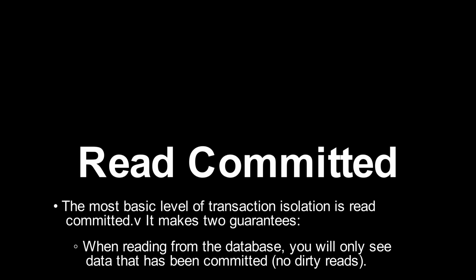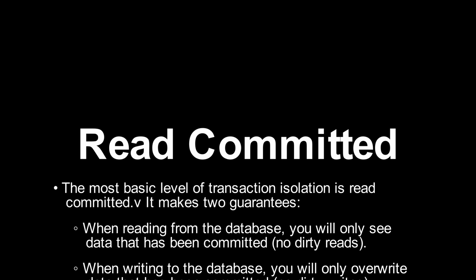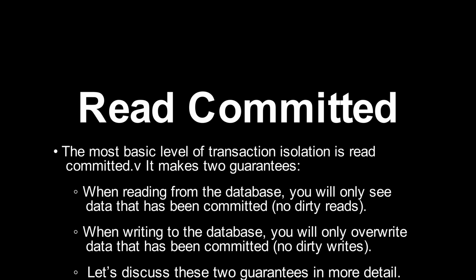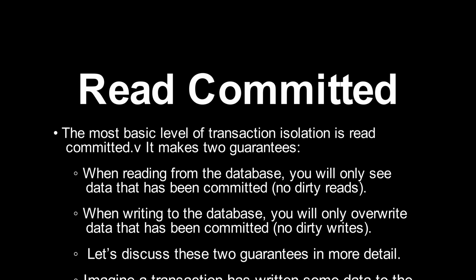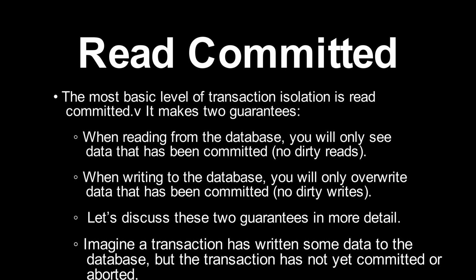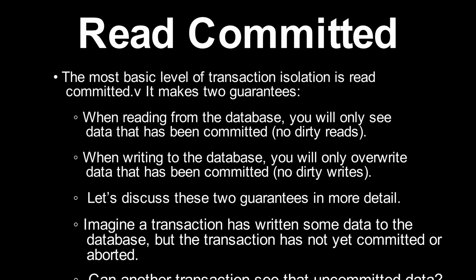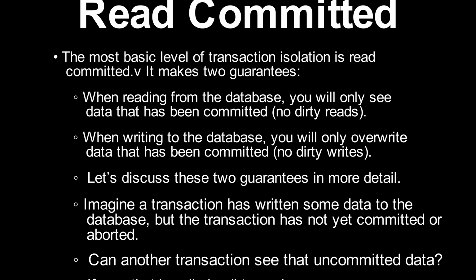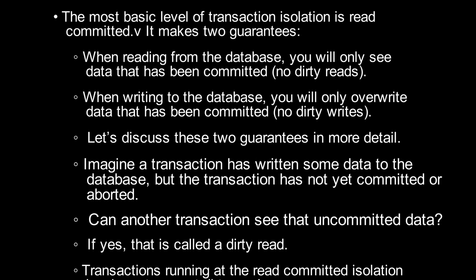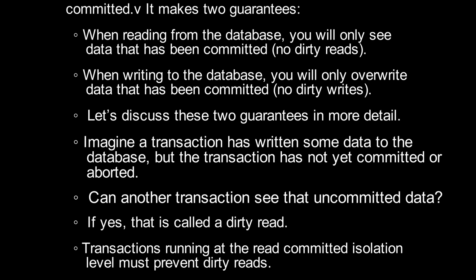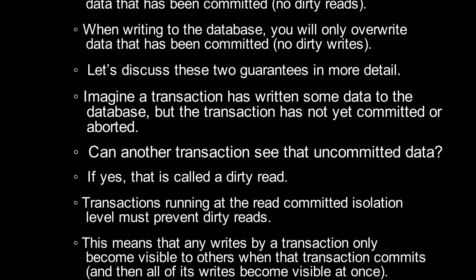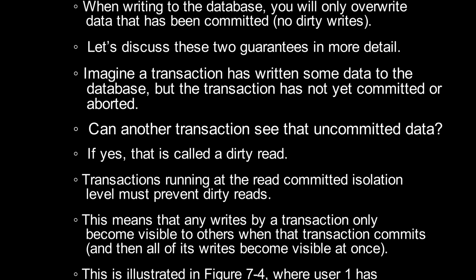Read committed. The most basic level of transaction isolation is read committed. It makes two guarantees. When reading from the database, you will only see data that has been committed, no dirty reads. When writing to the database, you will only overwrite data that has been committed, no dirty writes. Let's discuss these two guarantees in more detail. Imagine a transaction has written some data to the database, but the transaction has not yet committed or aborted. Can another transaction see that uncommitted data? If yes, that is called a dirty read. Transactions running at the read committed isolation level must prevent dirty reads.